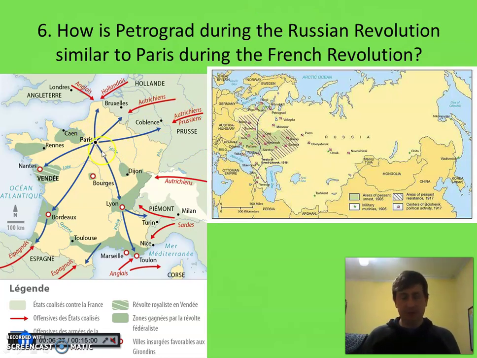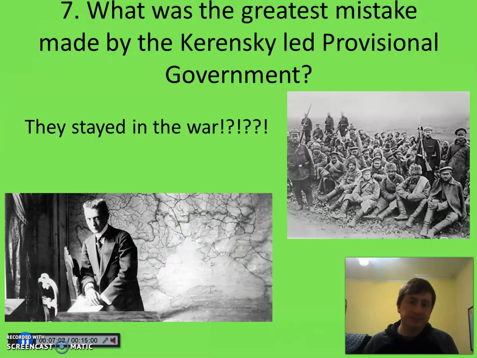The Parisians rose up. They, let's see, you got the fish ladies who walk to Versailles and get the king back into Paris, where he's able to basically do whatever the Parisians want. You got the sans-culottes. I see a lot of similarities between the sans-culottes of Paris and the workers of Petrograd. Basically, Paris and Petrograd are both hotbeds of radicalism in their respective revolutions.